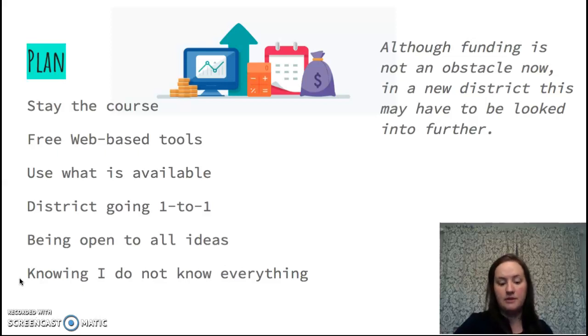My district next year is going one-to-one, so all of our students will have a Chromebook available to them at all times. So that's been very helpful in the fact that I know that my students will always have access to internet. I have recently had a Chromebook cart in my classroom all the time, so I know that my students constantly have access to the internet, which is a helpful thing.